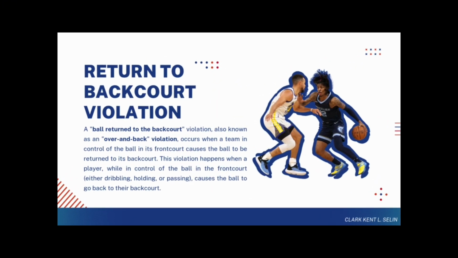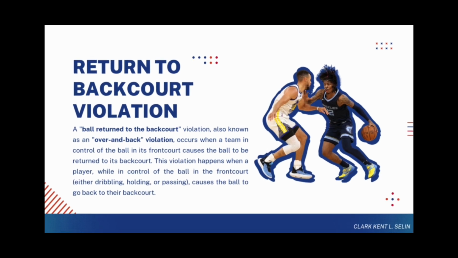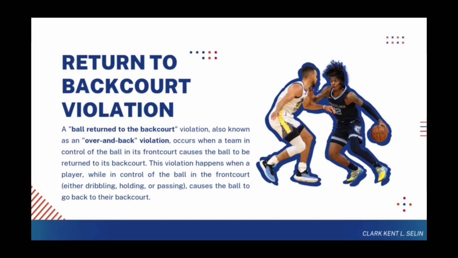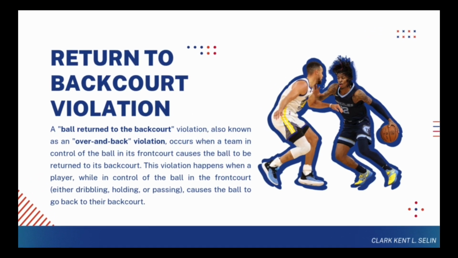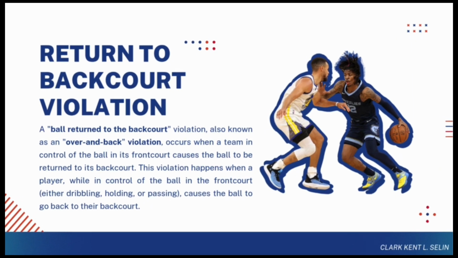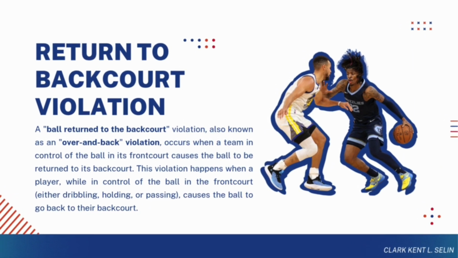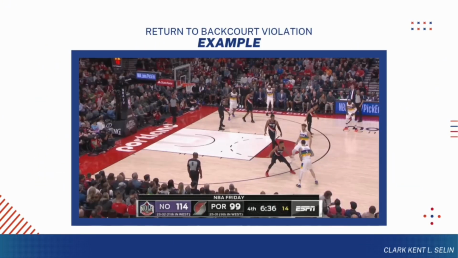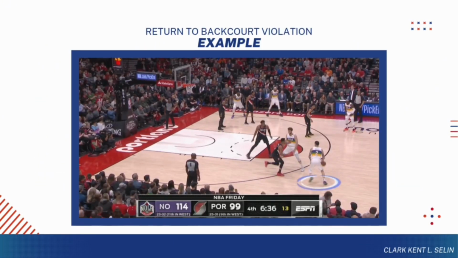A ball returned to the backcourt violation, also known as an over and back violation, occurs when a team in control of the ball in its frontcourt causes the ball to be returned to its backcourt. This violation happens when a player, while in control of the ball in the frontcourt, either dribbling, holding, or passing, causes the ball to go back to their backcourt.